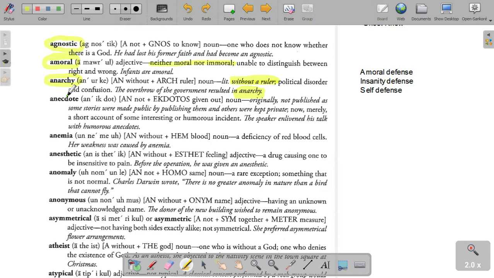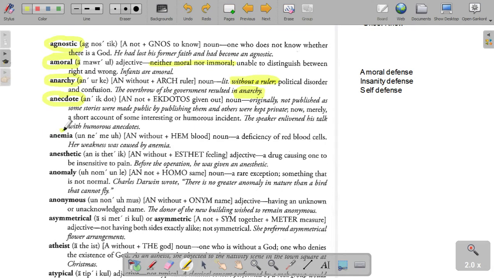Then we have an anecdote. An anecdote is a little story, usually at the beginning of an essay, or sometimes they put anecdotes in books. They're usually humorous. They're something kind of funny, and they're used to make a point usually.